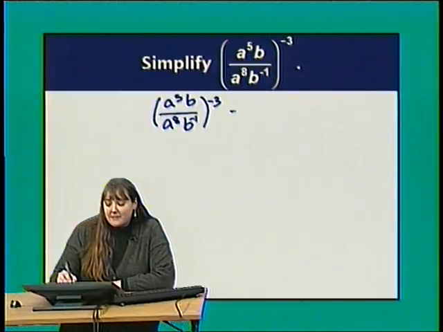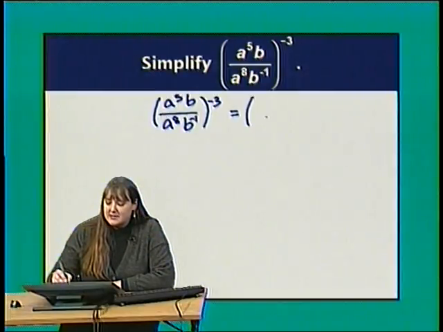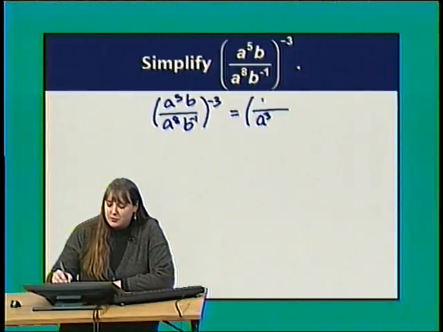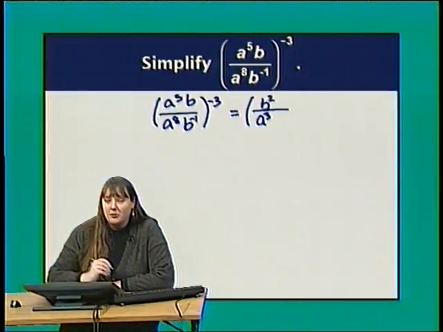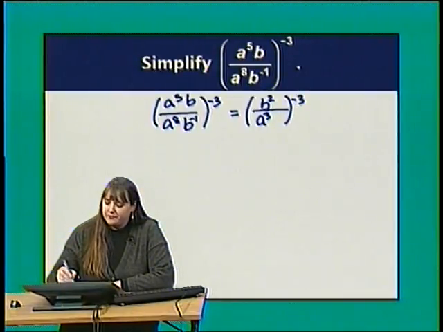So I have a to the 5th in the numerator and a to the 8th in the denominator. If I simplify that, that leaves a cubed in the denominator. I have b in the numerator and b to the negative 1 in the denominator. If I move that b to the negative 1 to the numerator, that gives me another factor of b in the numerator. So I have two factors of b in the numerator, which I write as b squared. All of this is still raised to the power negative 3.